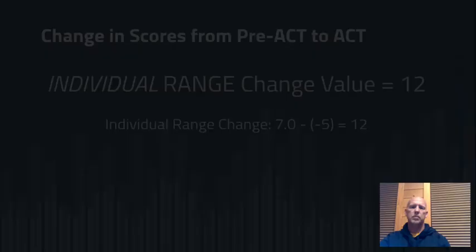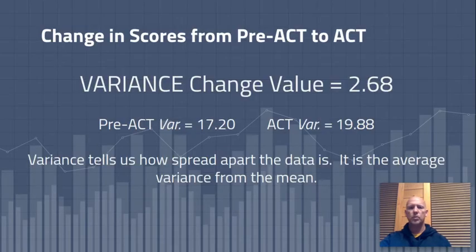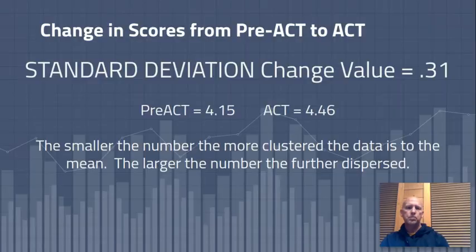Variance change value from the pre-ACT to the ACT was 2.68, and the variance tells us how spread apart the data is, basically how far it varies from the mean. Standard deviation calculation change value was 0.31. Pre-ACT was a 4.15, and ACT was a 4.46. And when you're looking at standard deviation, the smaller the number, the more clustered the data is going to be around the mean. And then the larger the number, obviously, the further dispersed it is from the mean.